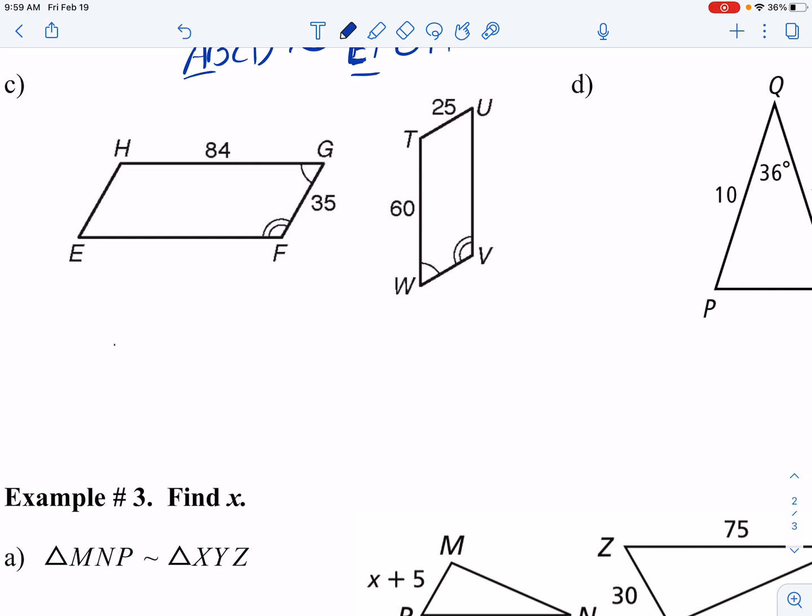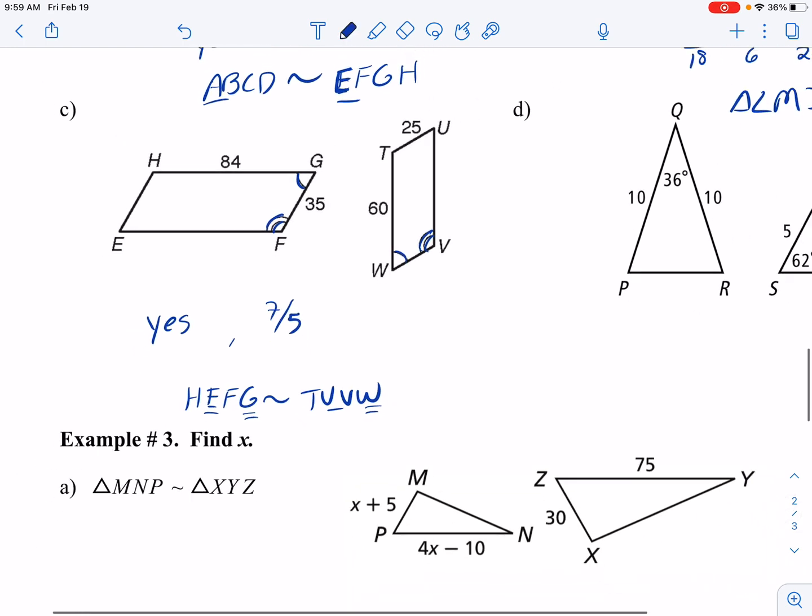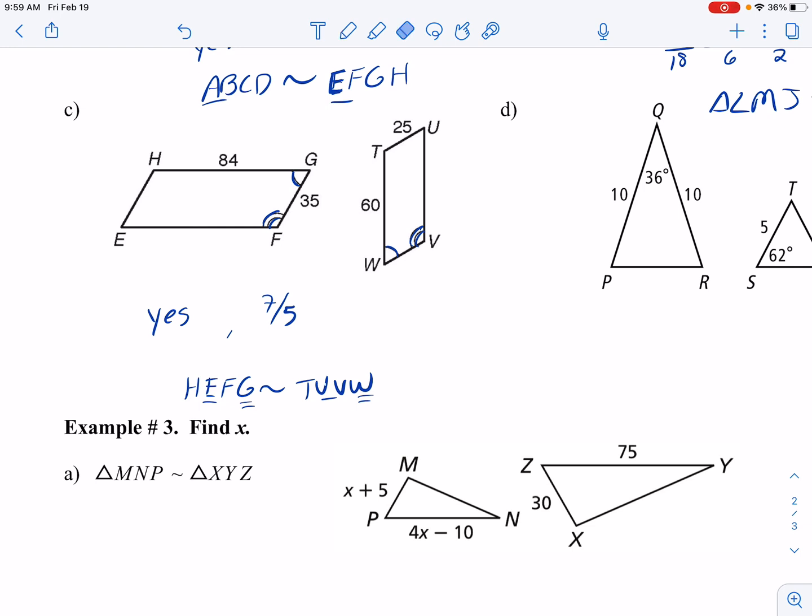For C, yes, these were similar. If these angles are congruent, then you know the angles on the other side were also going to be corresponding and congruent. The ratio was 7 to 5, and one similarity statement could have been, yours could have had a different order, but just make sure that your vertices are in the same order. So E should line up to U, G should line up to W, but quadrilateral HEFG is similar to TUVW. Let's make that look more like a U. There we go.